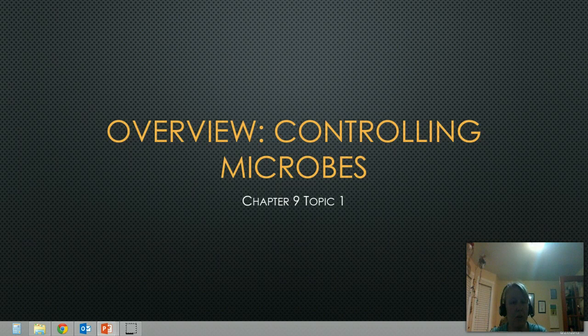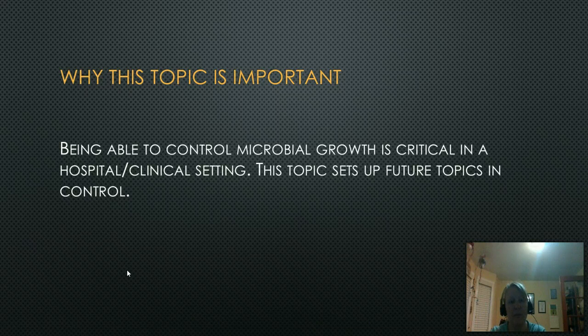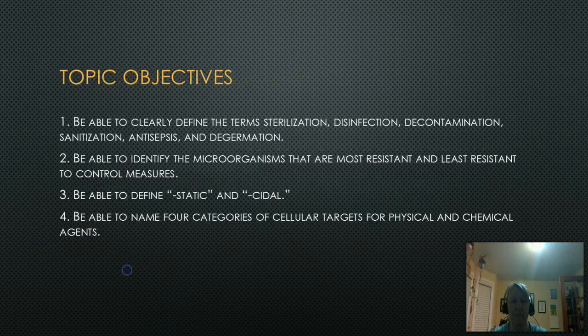So in topic 1, we're going to talk about the overview of controlling microbes. So why is this topic important? In a hospital or a clinical setting, the main way that we prevent infection is by controlling microbial growth. So it's really important that you understand the basics of this so we can talk about the two main ways, chemical and physical controls, in the next two topics.